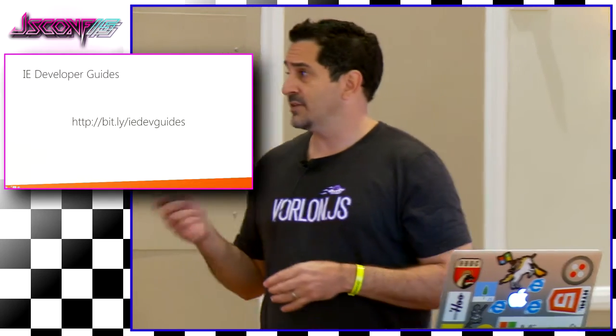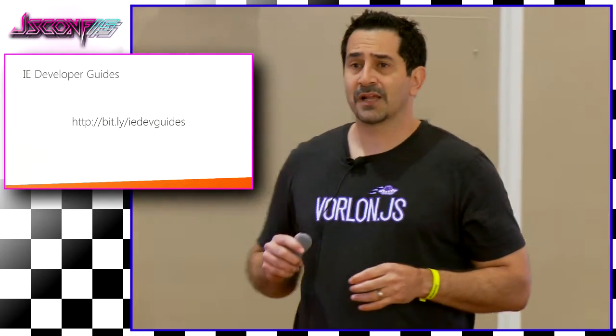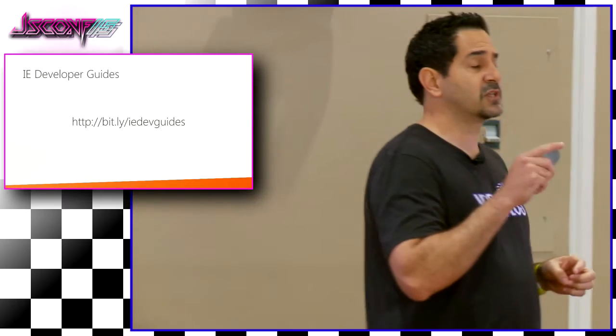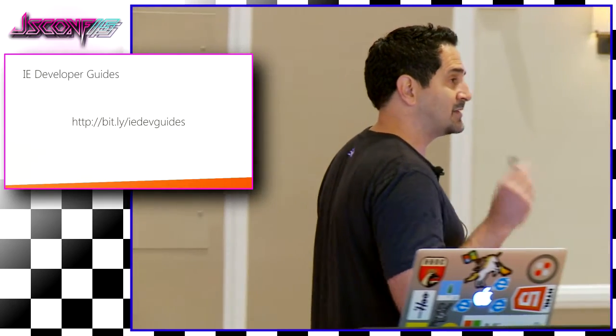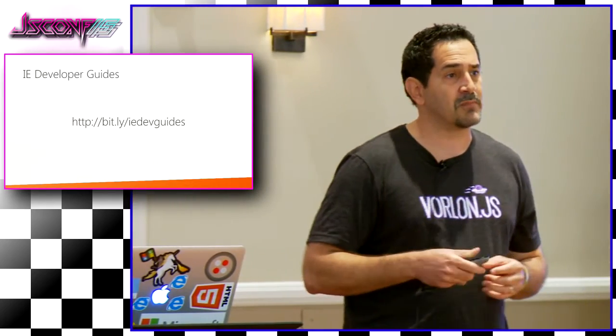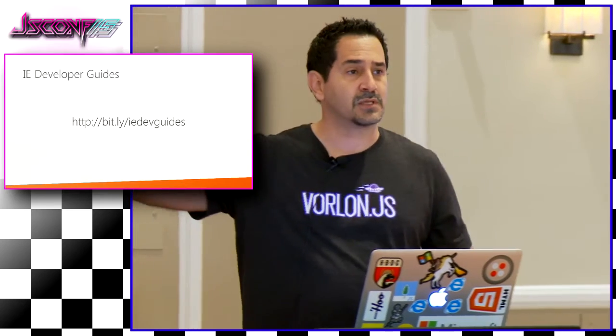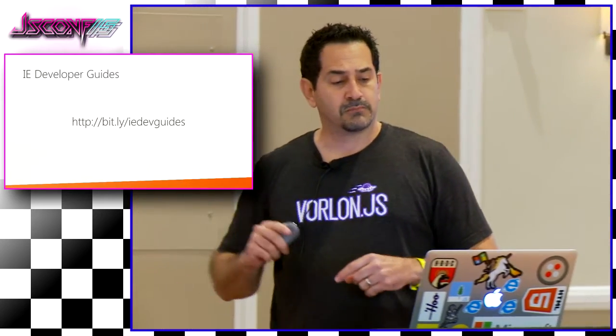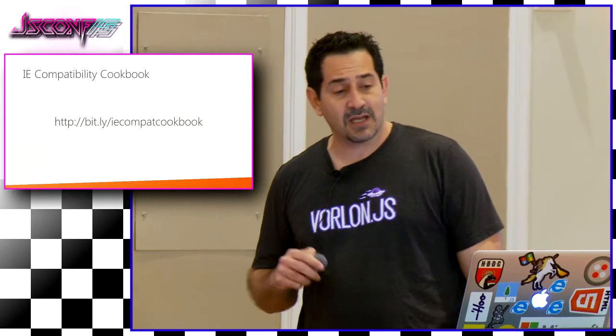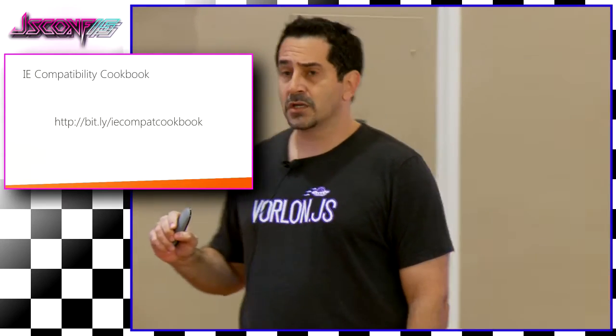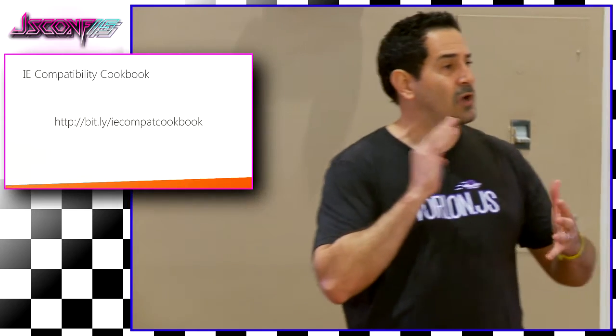Now, I'm going to ask you to just kind of write these down. These are bit.ly links. Now, the IE developer guides. Every time we release a version of Internet Explorer, we've also put in developer guides that outline the new features that are in Internet Explorer. And we're going to continue to do that with Microsoft Edge. But it's interesting because a lot of developers didn't know about this. And this is really important when you're trying to think about future features. So bit.ly/IEDevGuides.